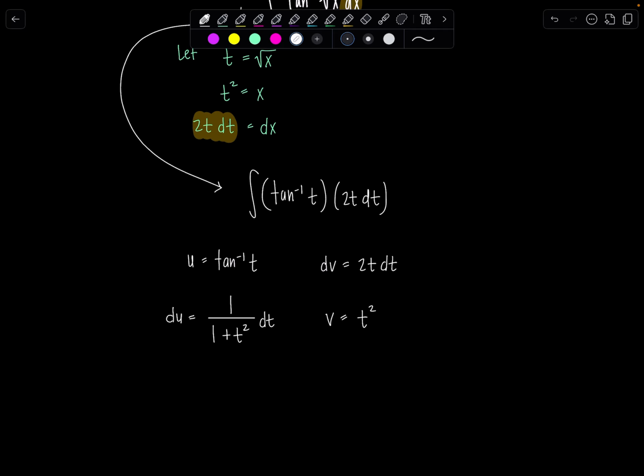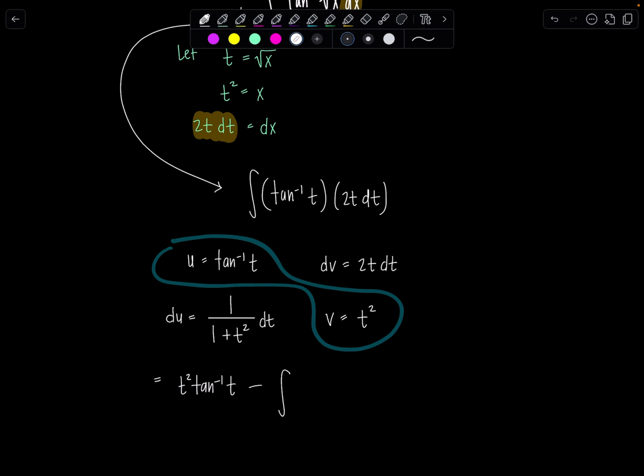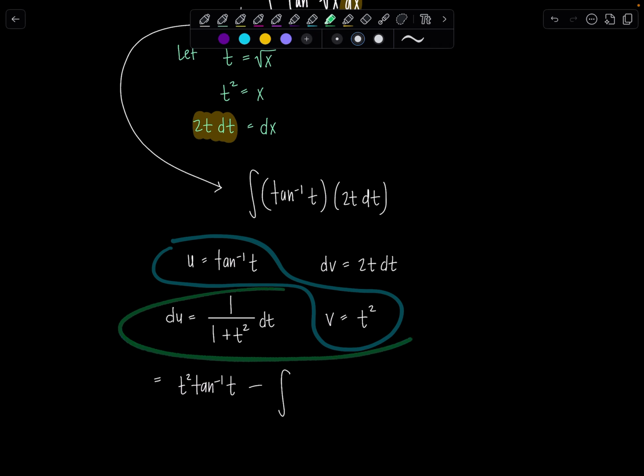Perfect. So now we use our by parts formula. We'll have u times v outside the integral. So I'll write it as t squared tan inverse of t minus the integral of v du. So this is t squared over 1 plus t squared dt.